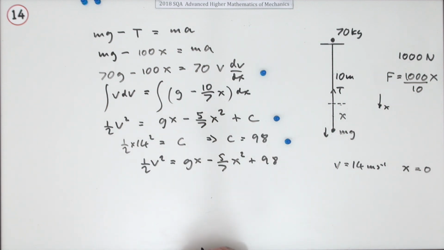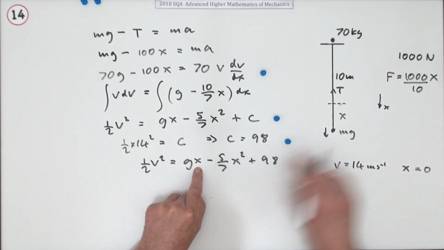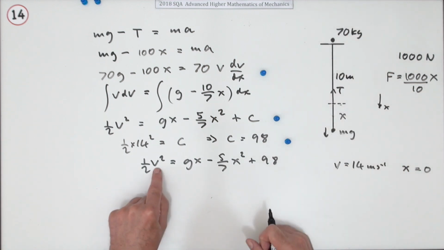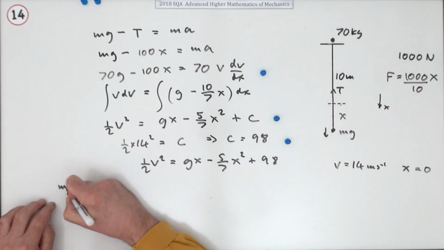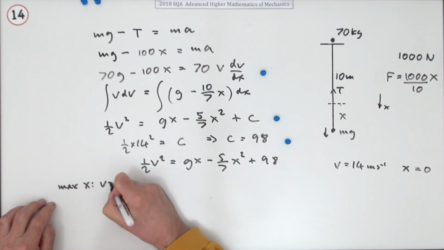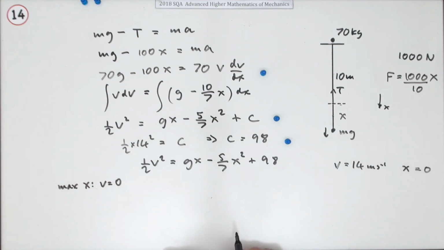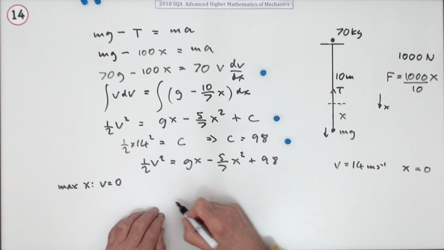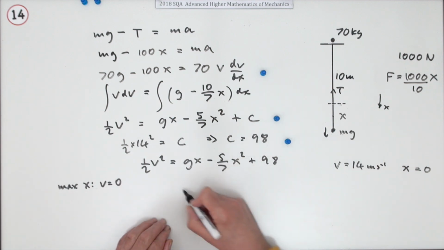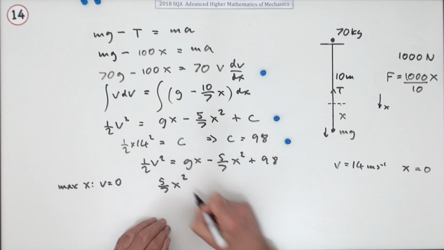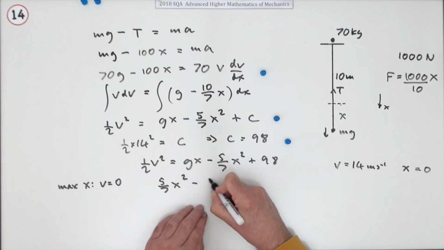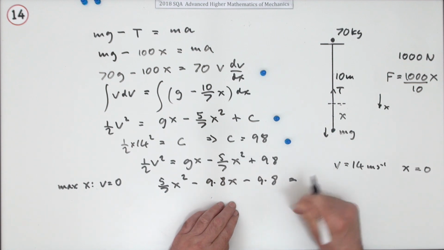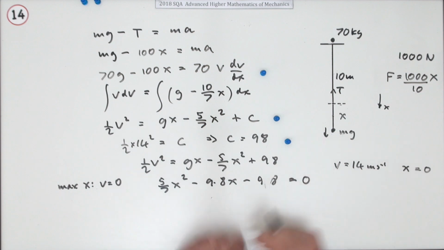So what use is that, do you say? Well, now you can find x, you can find this extension to the bottom. It's fully stretched when the velocity v comes to 0. So maximum x means v is 0. So I've got this equation equal to 0. Now you could take the two across, but it makes no difference because they're all going to get that factor. So it's simply this then, I'll put them in order. You've got 5/7 of x squared minus 9.8x minus 9.8, whoops, that was a 98, should equal 0.